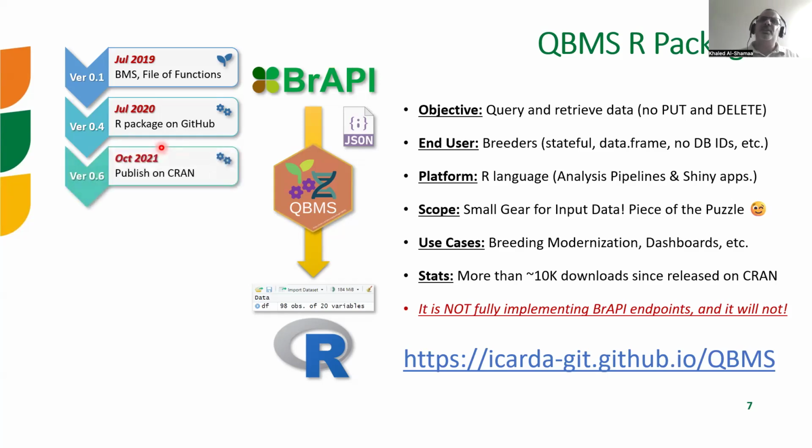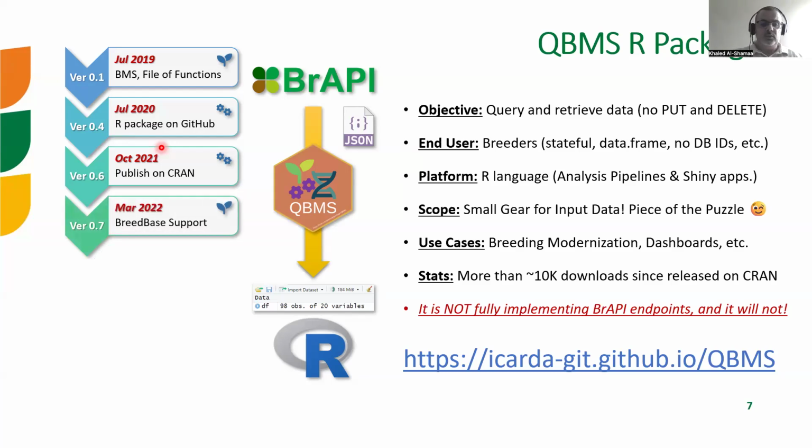Then to make it more reliable, we worked with the CRAN people to add it to the CRAN repository, the official repository of the R language. They need some steps or extra measures to make sure that we follow the standards in developing that package. And that was done in October 2021 with version 0.6. Since that time, we have roughly 10,000 downloads.